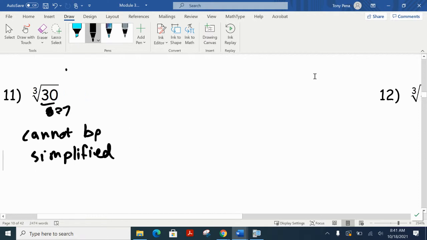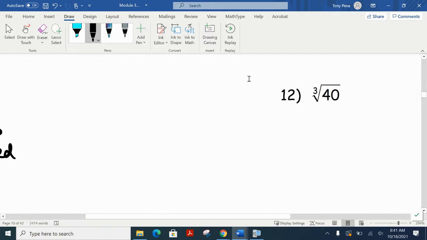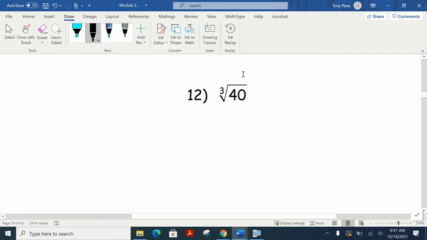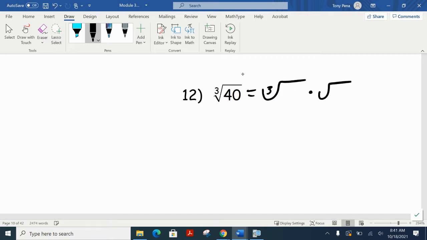But I want you to try one more at least here. Do 12. Because now we should be able to come up with a number from that list of perfect cubes that would give you a 40. Maybe we can do 40 and 41, hopefully.